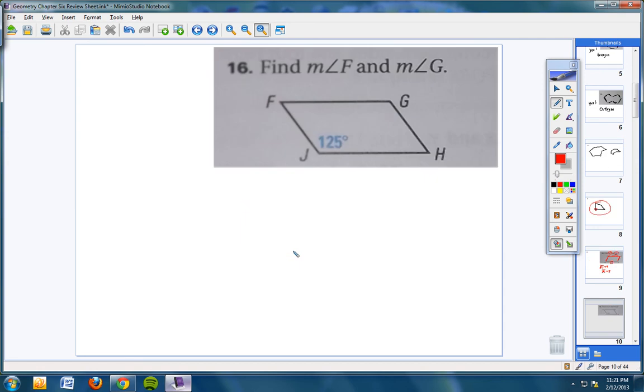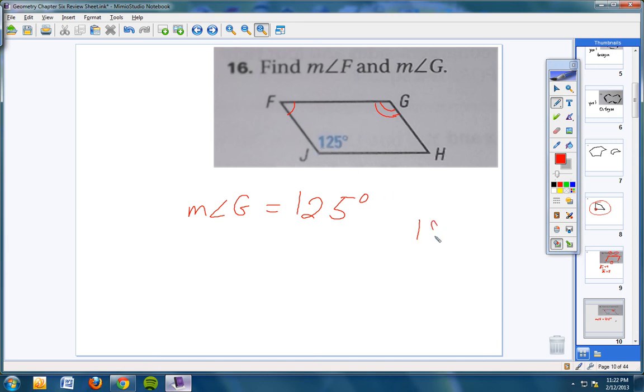All right, moving on. Okay, this is a parallelogram. They want us to find angle F. I'll put a little slash mark here. And they want us to find angle G. Now, here's what you should know about parallelograms. Remember, the directions tell you this is a parallelogram. So, in a parallelogram, we know that opposite angles are congruent. So these 2 angles here are opposite and they're congruent. So, if this is 125 degrees, then the measure of angle G equals 125. Pretty simple.